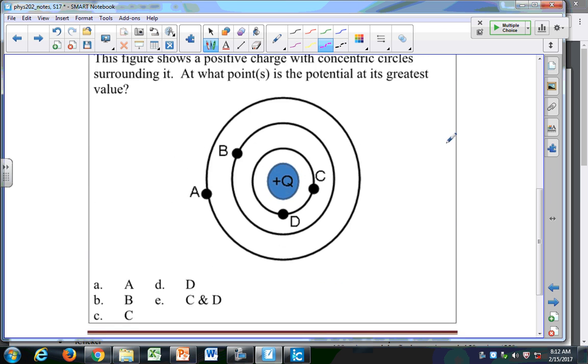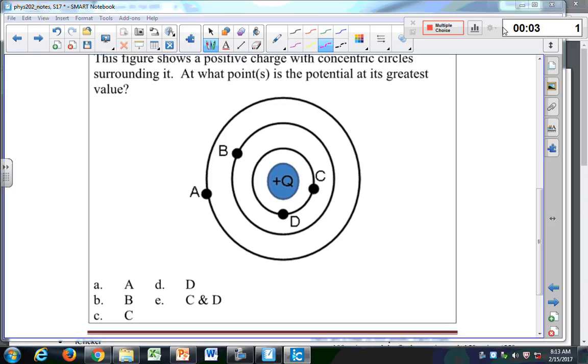All right, let's try this clicker question. At what point or points is the potential at its greatest value? A, B, C, or D, or C and D? All right, ask your neighbor if you're uncertain. Remember, potential is KQ over R.